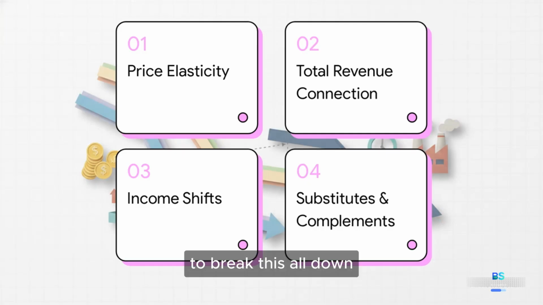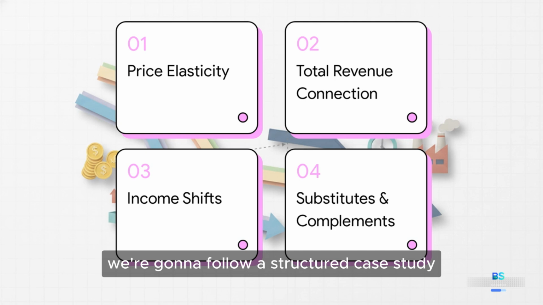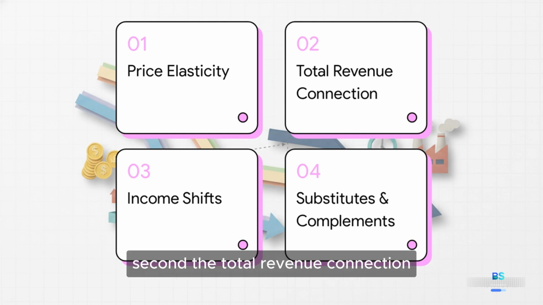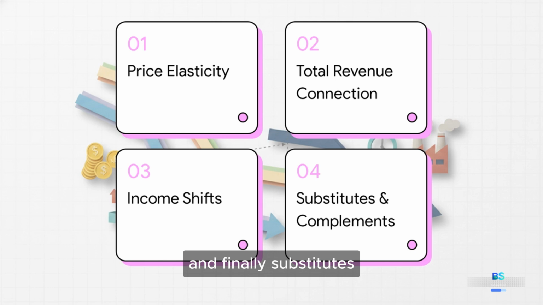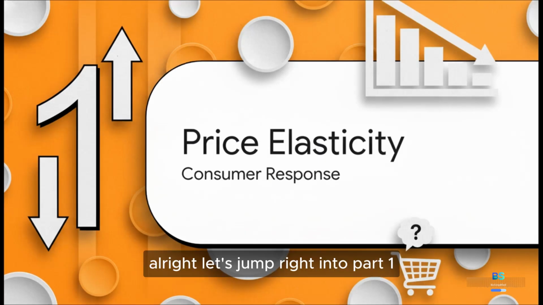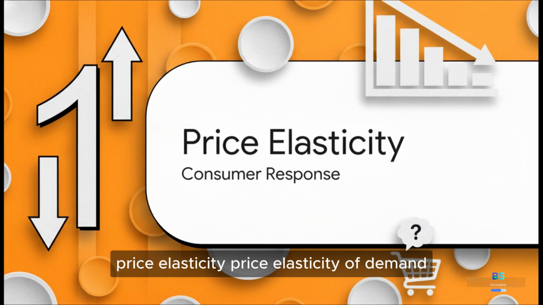To break this all down, we're going to follow a structured case study built on four main pillars. First, price elasticity. Second, the total revenue connection. Third, income shifts. And finally, substitutes and complements. All right, let's jump right into part one, price elasticity.